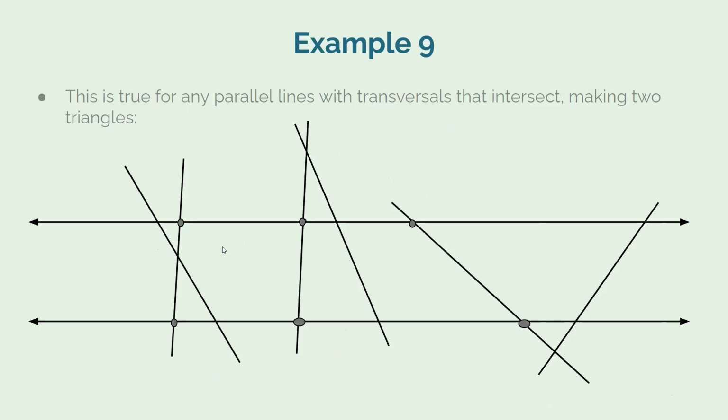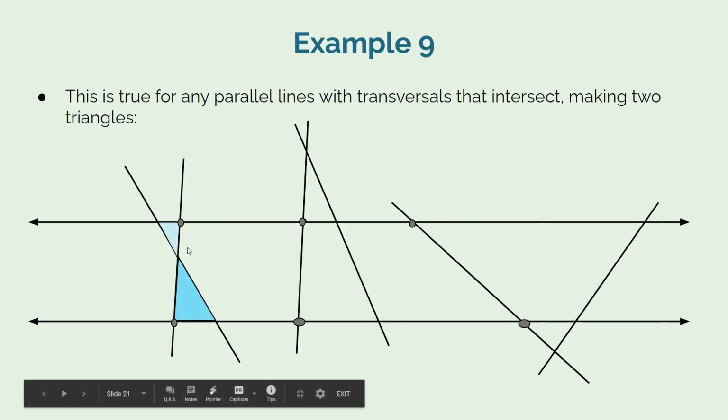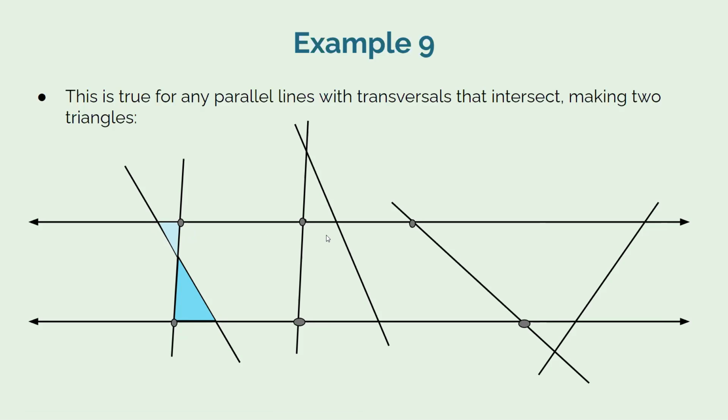So in this transversal, these two blue triangles would be similar. This angle would correspond to this angle. In other words, this angle and this angle are equal, and this angle and this angle are equal.